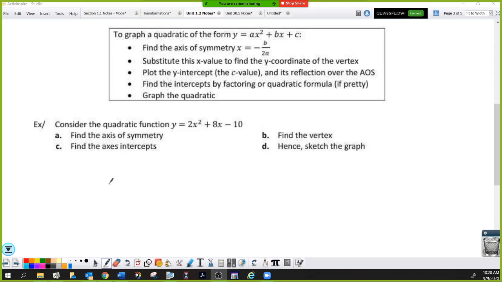Oh, yeah. The y-intercept is that c value at the end. It's the constant. Whatever constant is written at the end of y equals ax squared plus bx plus c, that c value is always your y-intercept. Once you have it, you can always just plot its reflection over the axis of symmetry. And you can find the intercepts by factoring or the quadratic formula if it's pretty enough. And then you just graph it. I mean, it's pretty simple stuff. We've done this before. It's Algebra 1.